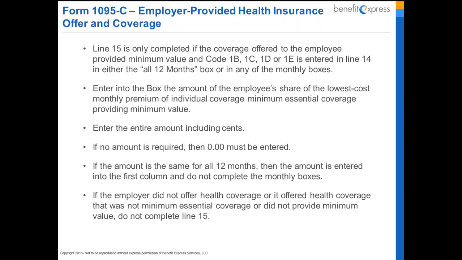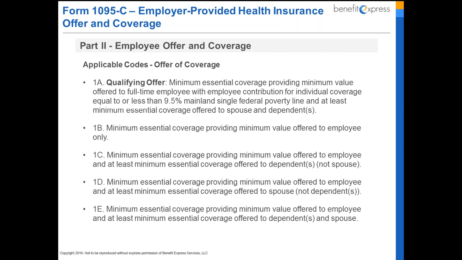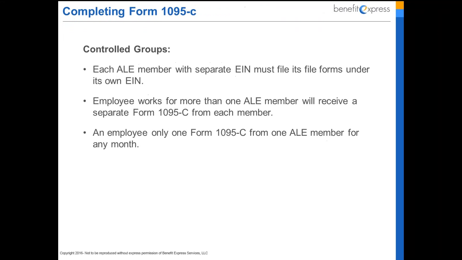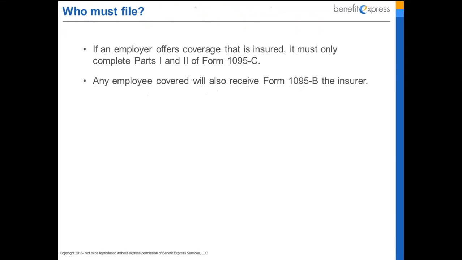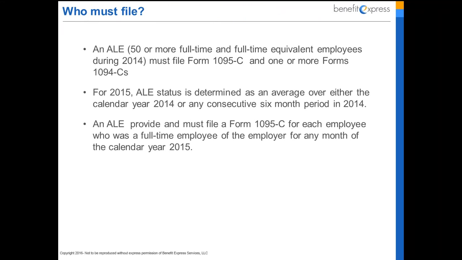Does a company with 70 employees who do not offer health insurance in 2015 still have to provide both a 1095C and a 1094C? Yes. It's 50 or more.